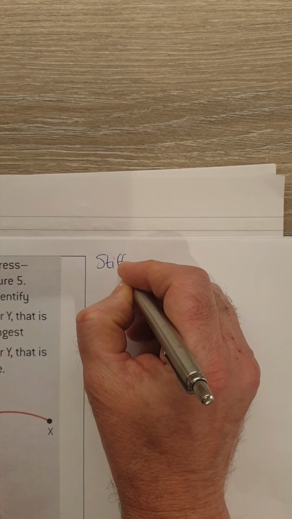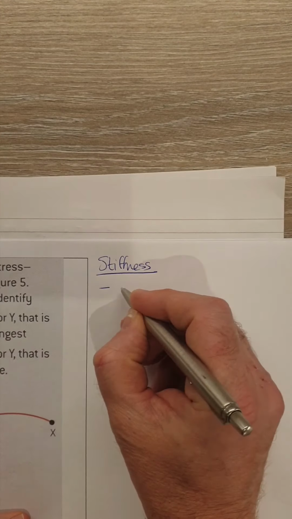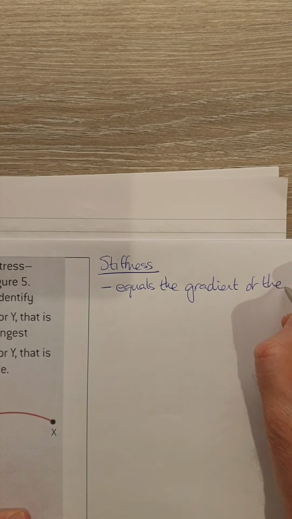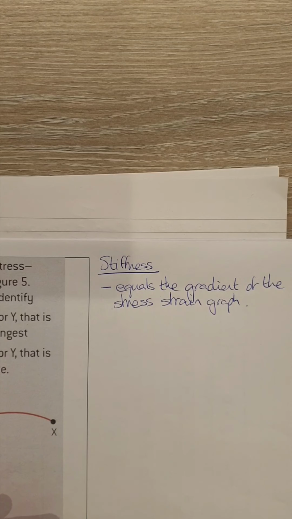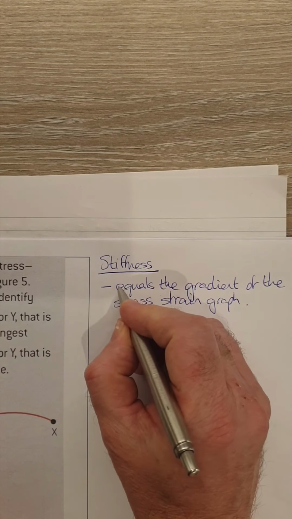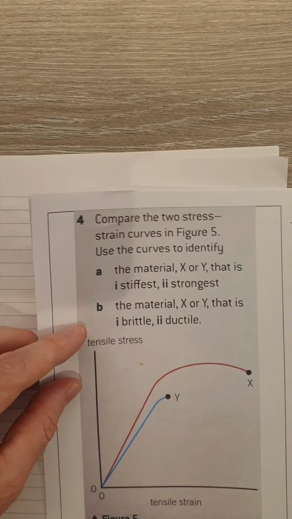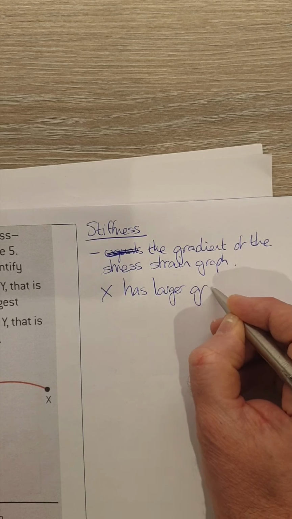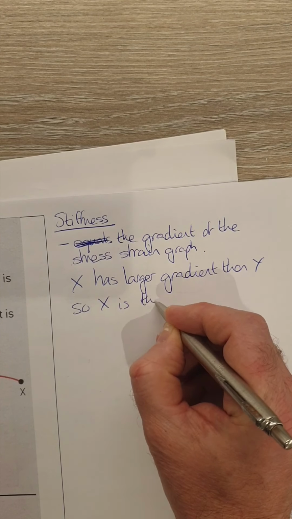So stiffness. What does stiffness mean? Stiffness comes from the gradient of the stress strain graph. So we get the stiffness of the material, or we can compare the stiffness of the materials from the Young's modulus. Shouldn't say it's. We get it from the gradient of the stress strain graph. So in this case, we can see that X has a greater gradient than Y. So X has a larger gradient than Y. So X is the stiffest.